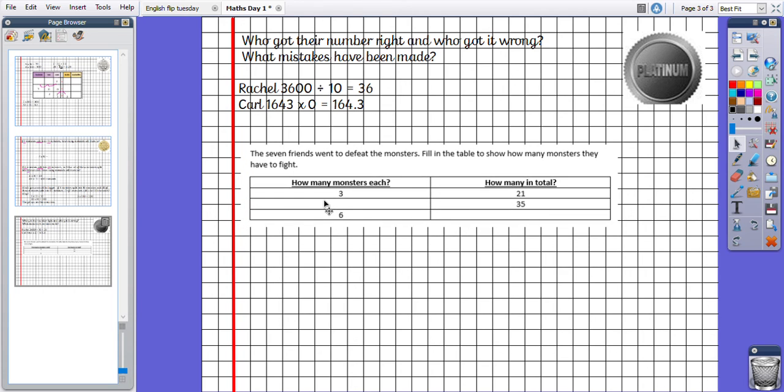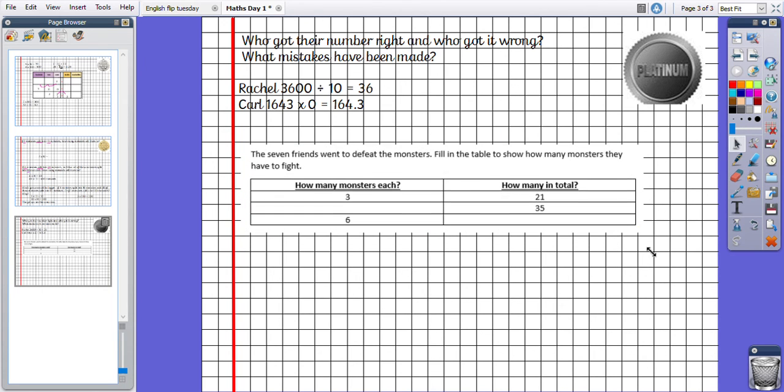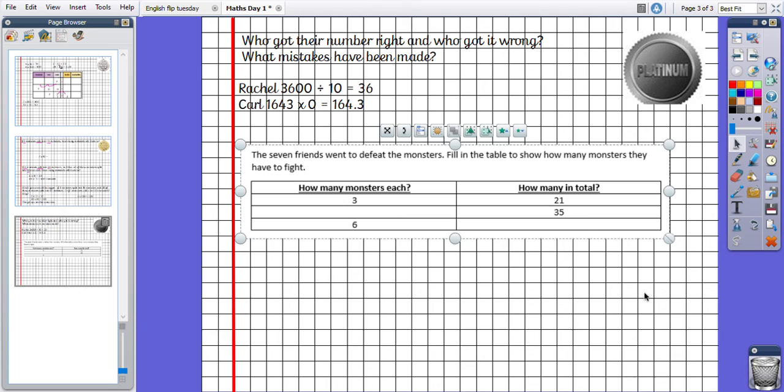And your final question, the 7 friends went to defeat the monsters. Fill in the table to show how many monsters they have to fight. So the important thing here is to notice how many friends are going into the fight. So we have 3 monsters to fight each. So it's 3 times 7 is 21. Okay, so there's an example for you.